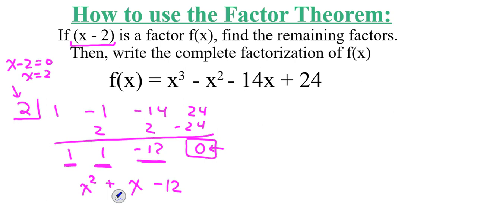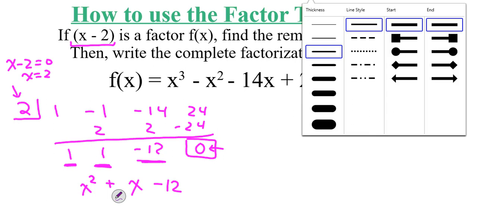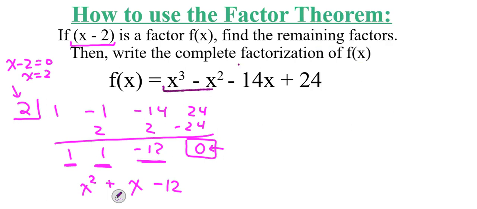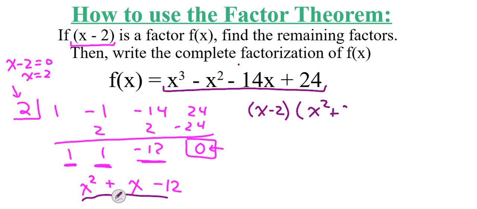So, let's just write what we just figured out. We said, when we looked at this polynomial and divided it by x minus 2, it went in evenly, and what was left was the x squared plus x minus 12. Now, we could continue to use synthetic division to factor this completely, but that's a quadratic trinomial. I can go ahead and just factor that out, right?